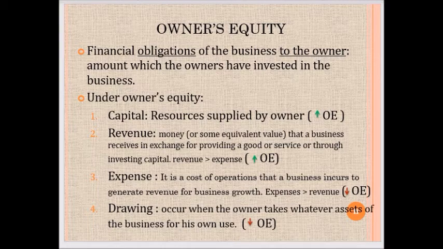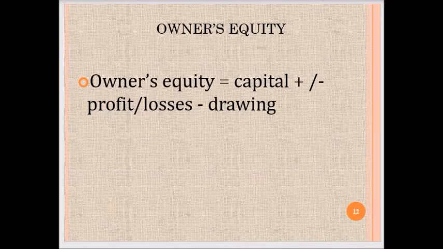Okay, so next we're going to go into the owner's equity equation. So we can see that owner's equity equals capital plus or minus, plus if it's a profit, minus if it's a loss, which profit is due to revenue higher than expense, while loss is due to expense bigger than revenue. And you deduct drawing since it's taking out the assets of the business. So when this is put together, you will get owner's equity.